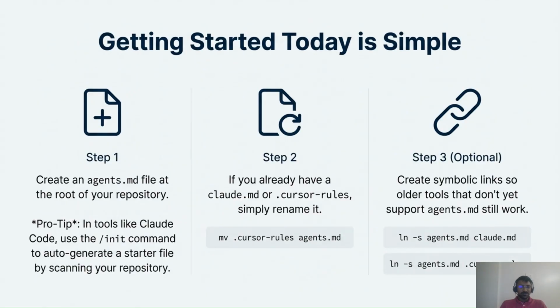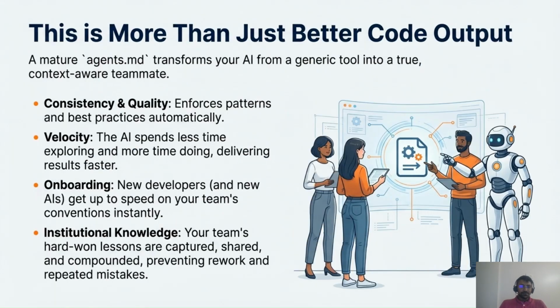Next are the steps: create agents.md in the root directory. If you already have Claude.md, you can move those rules to agents.md. If you want to keep both, an older version will use Claude.md and a newer version will use agents.md. So why is it used? As we have already seen from the output of the code, consistency and quality are what we are targeting with an agents.md file.